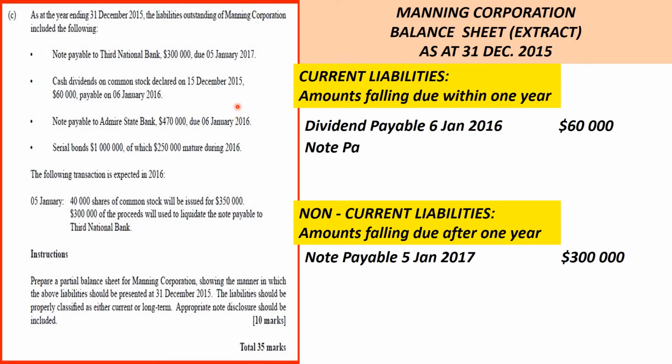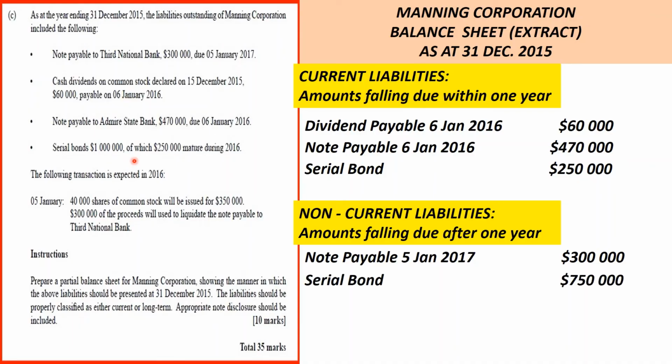And a serial bond of 1 million, of which 250 is maturing during 2016. Only part of it is current and the next part is long term. So we put the part that is current on the current liabilities and the part that is long term on the long term liabilities.